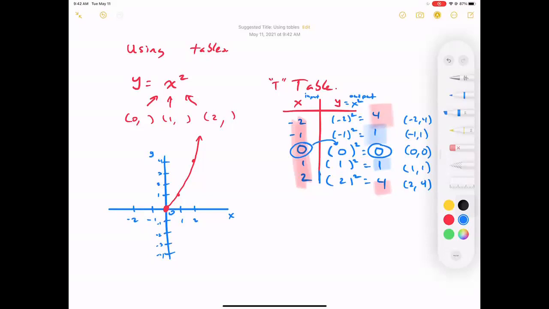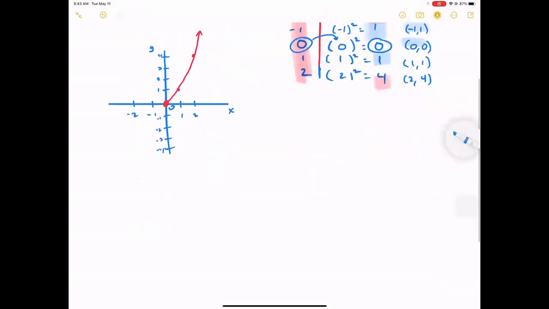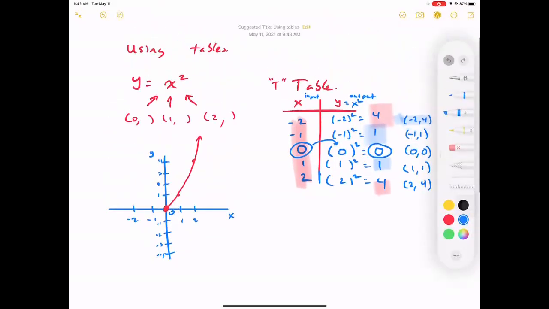So we have 5 points here: 1, 2, 3, 4, 5. And could there be more points? Yeah, there's actually infinitely many points. As many points as you want to graph, we can graph. It just takes us more work.